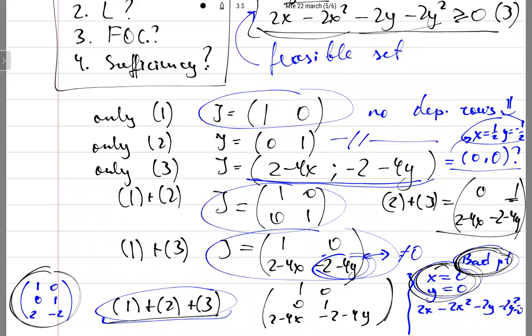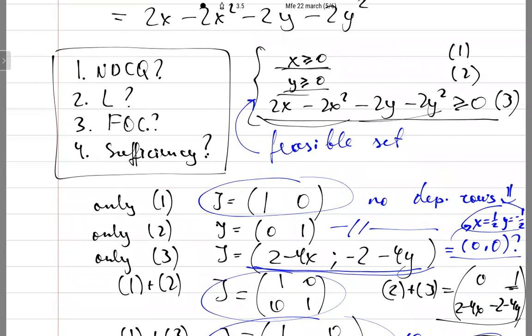I need to consider such a matrix in a case when all inequalities are active, and maybe in another problem there are no such points. And in this problem we have a bad point. We have a point 0, 0 where we have 3 active inequalities, and the rank is not 3. Let's move on.